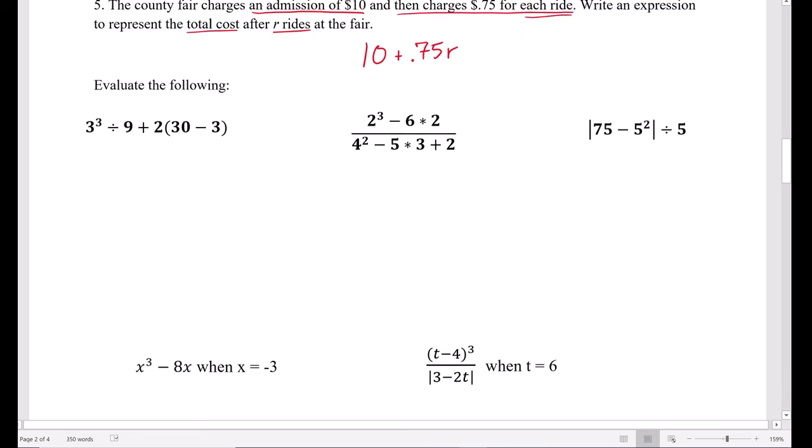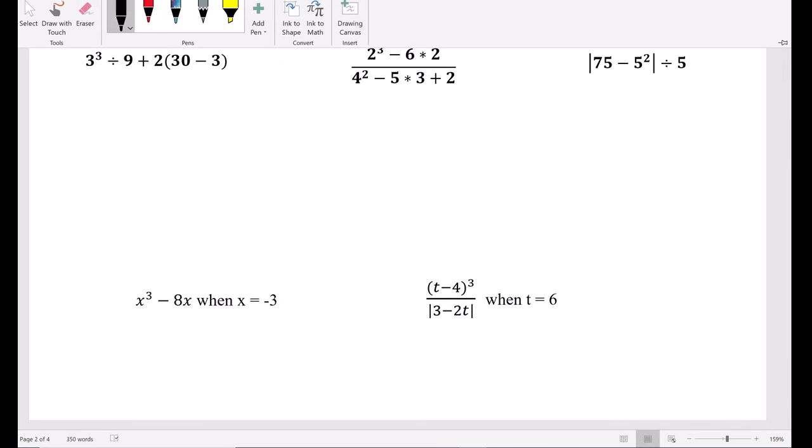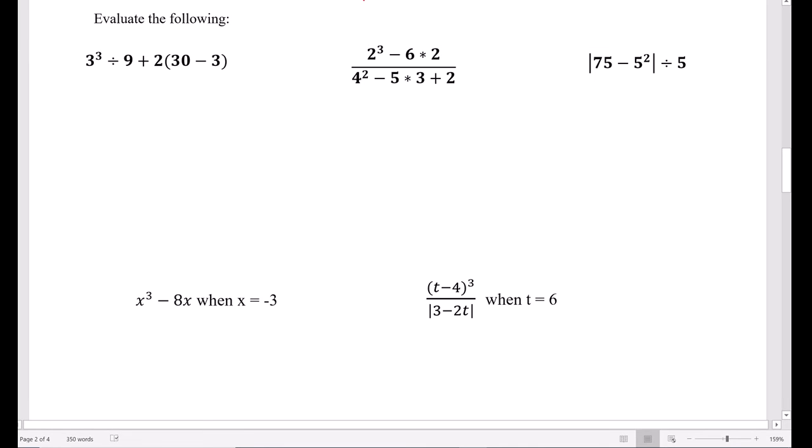Okay, below that we're asked to evaluate. Whenever you see the word evaluate, that means that you're going to find some sort of numerical answer. So this is just asking us to follow our order of operations. Okay, so I'm going to start with this first one. I'm going to do parentheses and take care of the 30 minus 3 first. So I get 3 cubed divided by 9 plus 2 times 27.